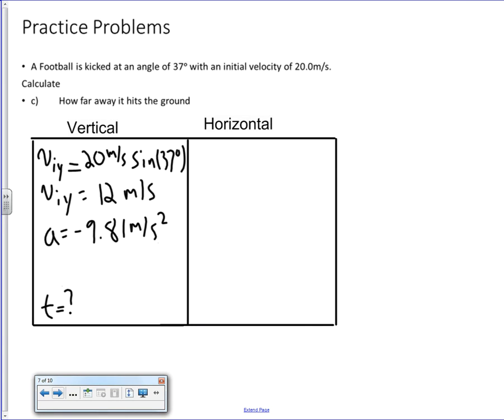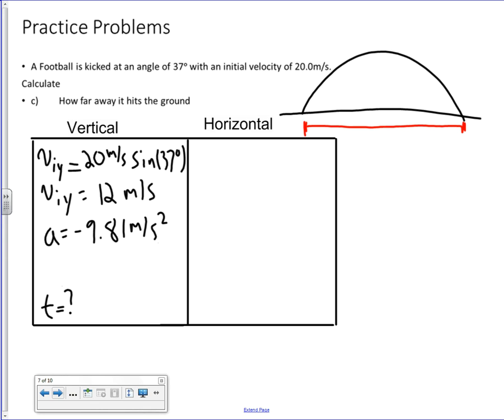So how far away is it hit? Okay, so we have this bad boy. What we want to know is the horizontal displacement, or the range. So we actually don't even need anything except for the time from this side. There's no longer a question mark. It's 2.45 seconds. So we can ignore all that.